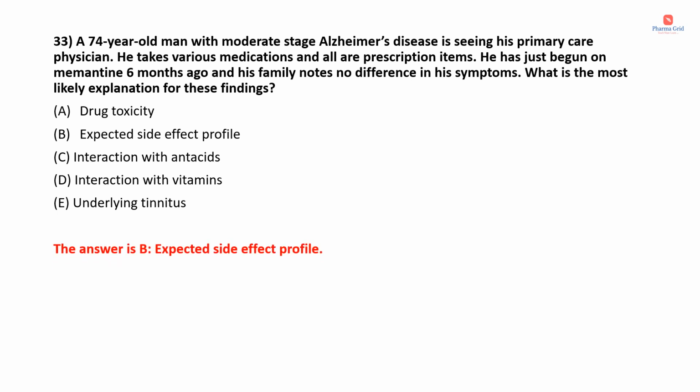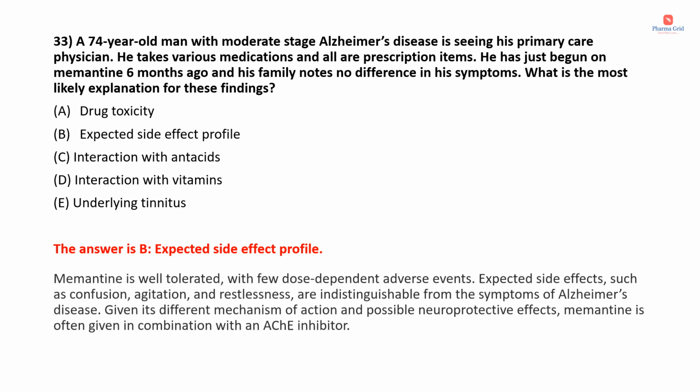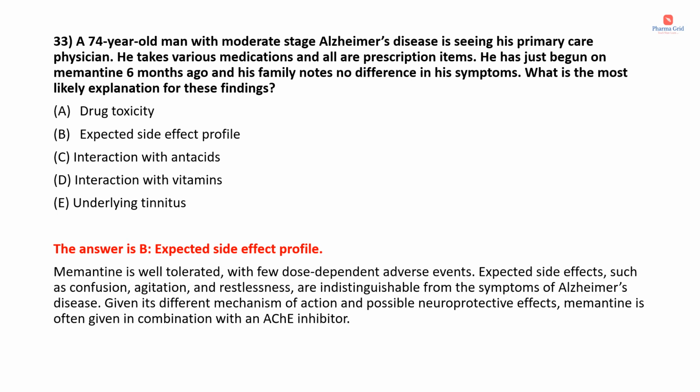Here the correct answer is option B, that is expected side effect profile. Memantine is well tolerated with few dose dependent adverse effects. Expected side effects such as confusion, agitation and restlessness are indistinguishable from the symptoms of Alzheimer's disease. Given its different mechanism of action and possible neuroprotective effects, memantine is often given in combination with an acetylcholinesterase inhibitor.